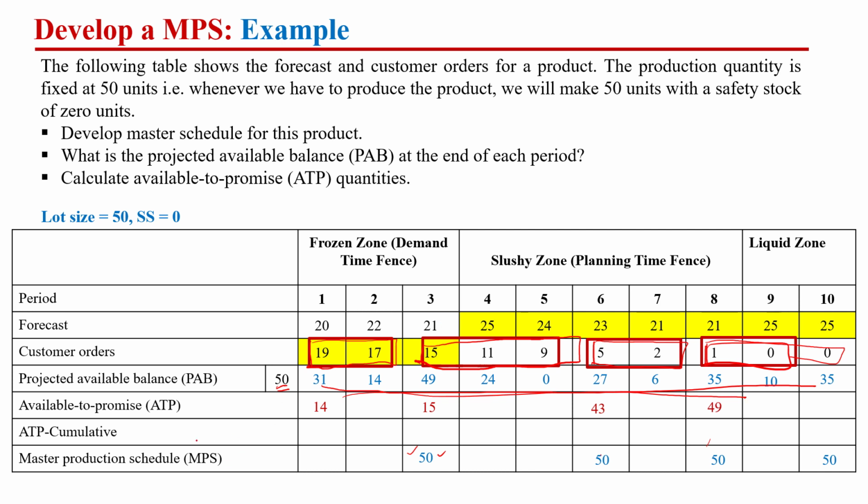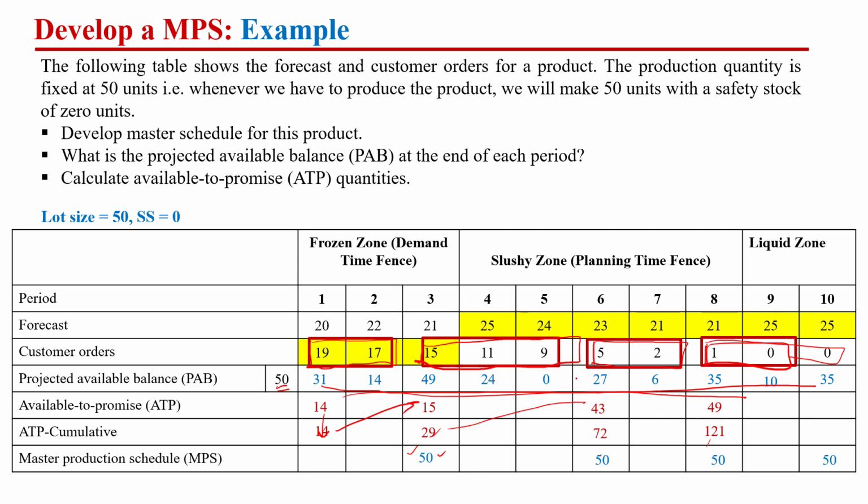So how can we calculate the cumulative? This 14 is going to be as it is. Okay, then this 14 plus 15 is going to be this one, which is 29. Then this 29 plus 43 is going to be 72. 72 plus 49 is 121. So basically, the available to promise inventory in this one is 121 units.